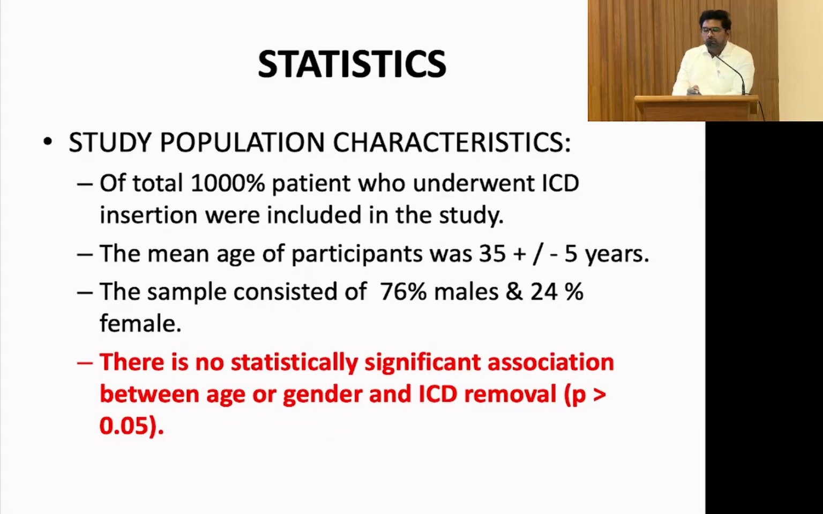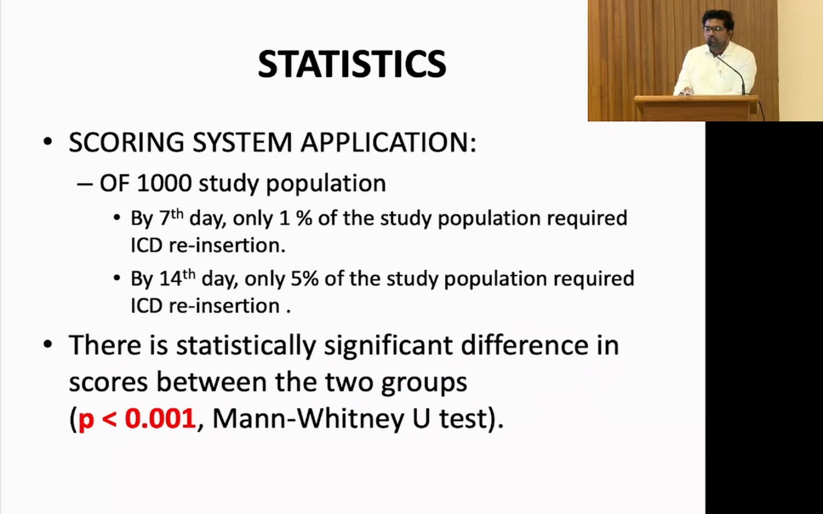The study population involved 1,000 people who underwent ICD insertion. The mean age of participants was 35 plus or minus 5, and the sample consisted of around 76% male and 24% female. There is no statistical significance between age or gender and ICD removal, because the p-value is more than 0.05.